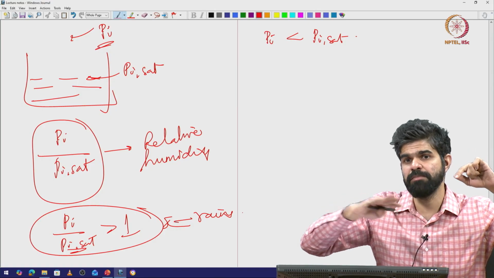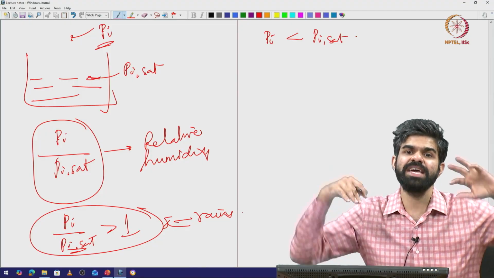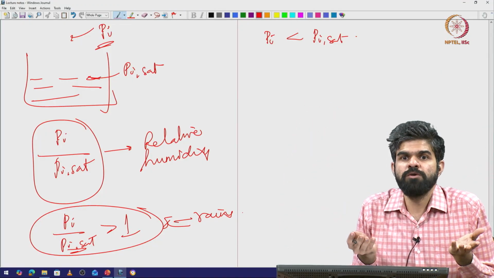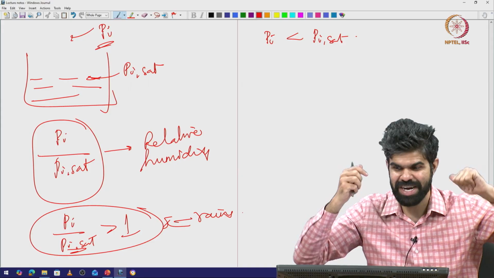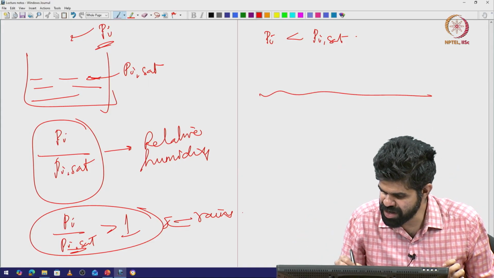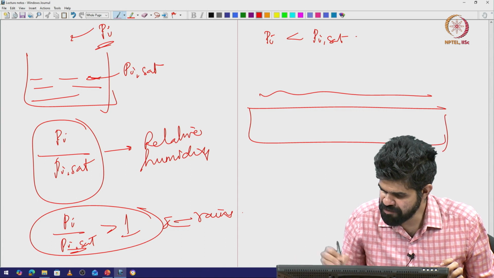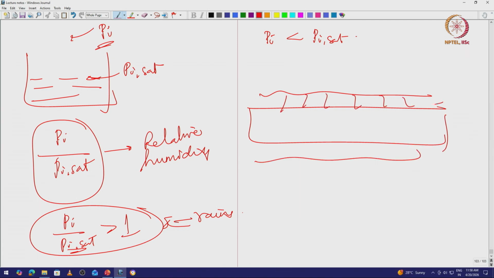So, on the top of the water film on my cloth, Pi sat is the pressure, and Pi is somewhere else. Water vapor tries to go from a region of higher pressure to a region of lower pressure. So, this is my cloth, this is the water film. Here the vapor pressure is Pi sat, here the vapor pressure is Pi. When this liquid turns to vapor, it just convects outside and goes away.